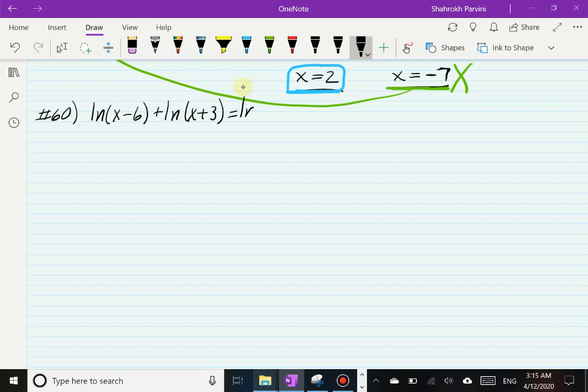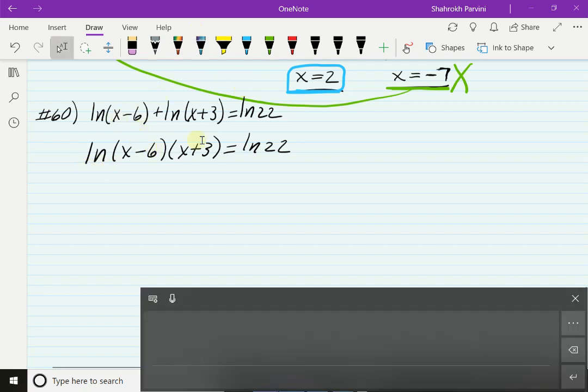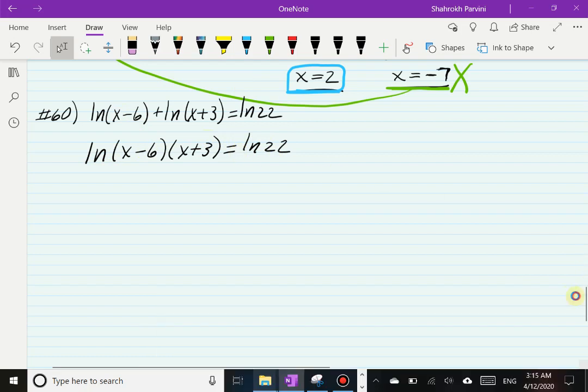Okay, so again, notice you have multiple logarithmic expressions in here. Do not cancel the logs. It will be incorrect. So on the left side, we're going to put the logs together: ln of x minus 6 times x plus 3 equals ln of 22. And when you have a single log on the left and a single log on the right side, that's the only time you can cancel them.